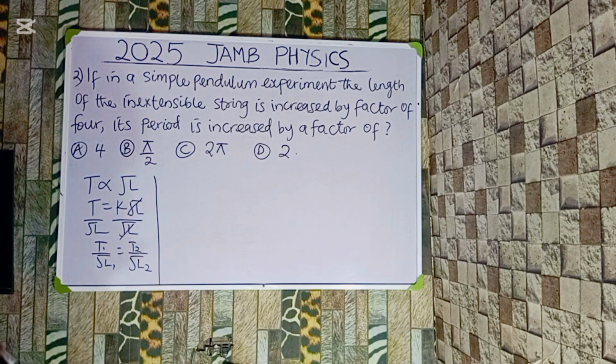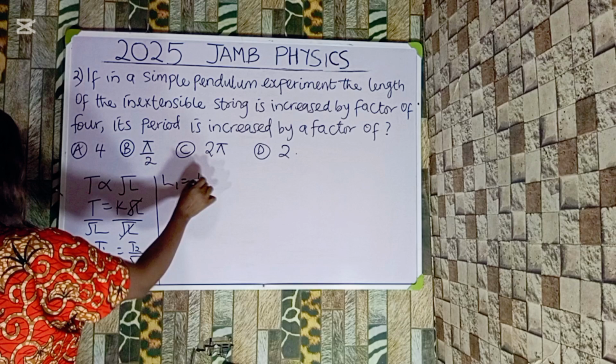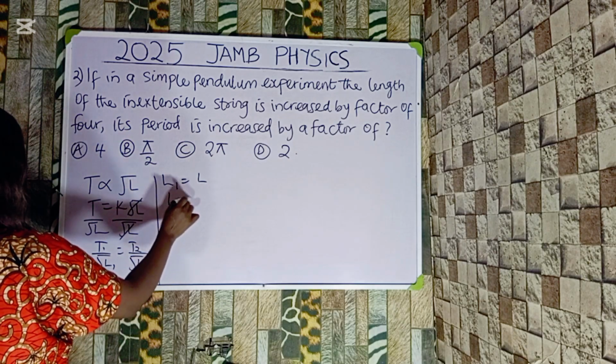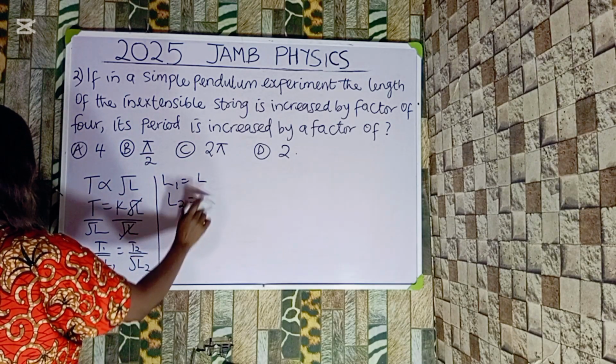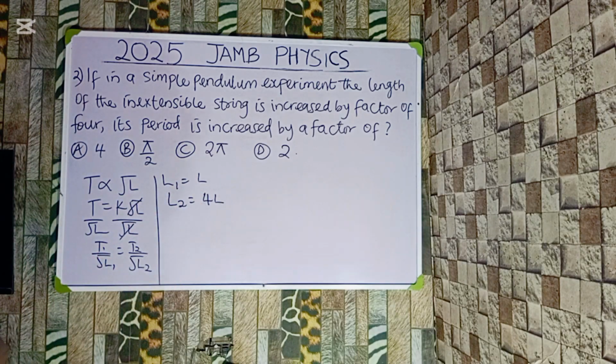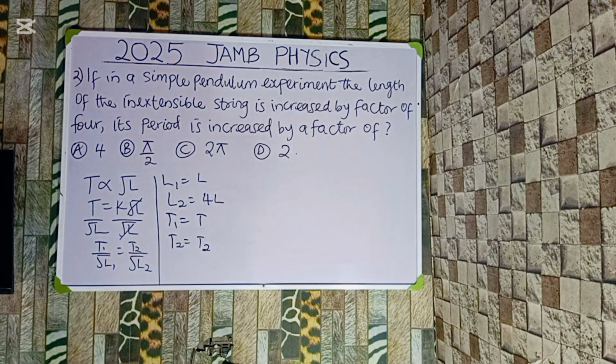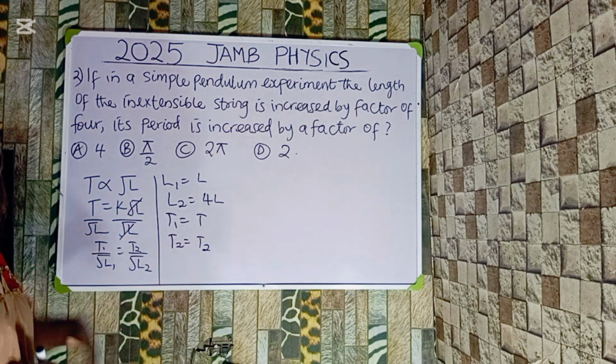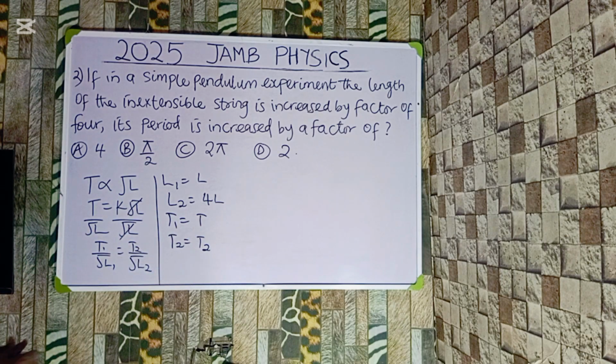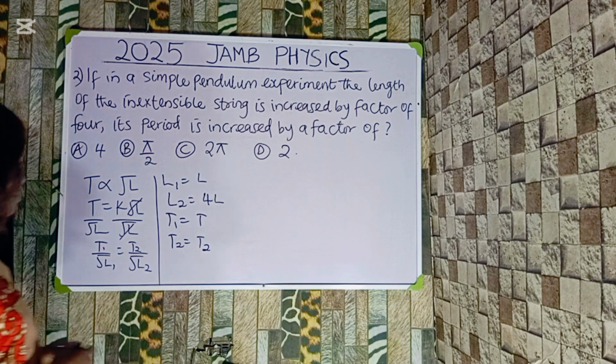Is that clear? Now going by what we have, they say the length of the inextensible string is increased by a factor of 4. That means my L1 is equal to L, then my L2 is equal to 4L. The period is increased by a factor of what? That means my T1 is equal to T, and I'm looking for T2.